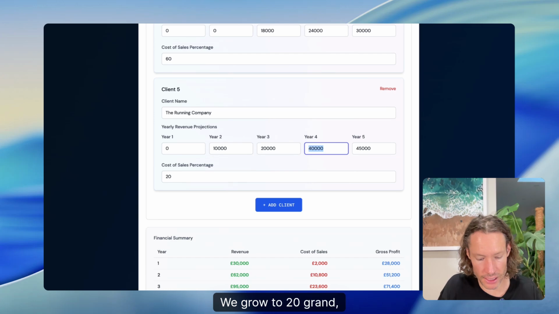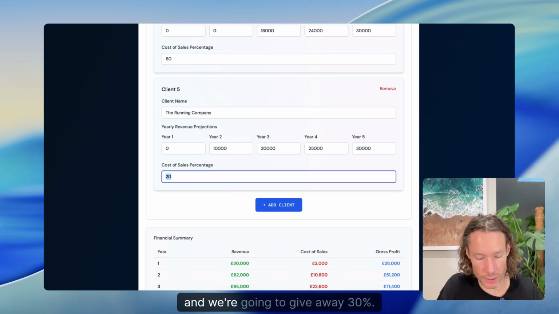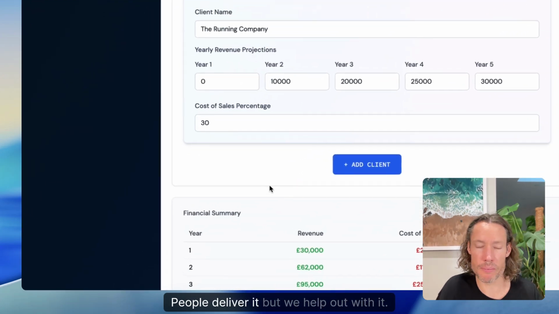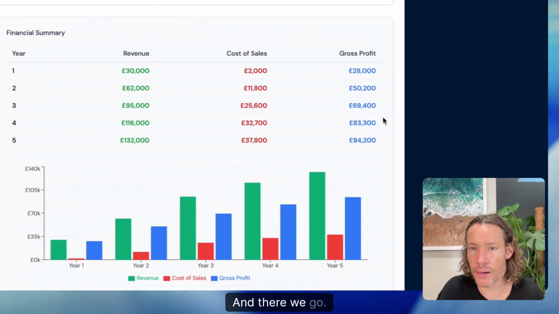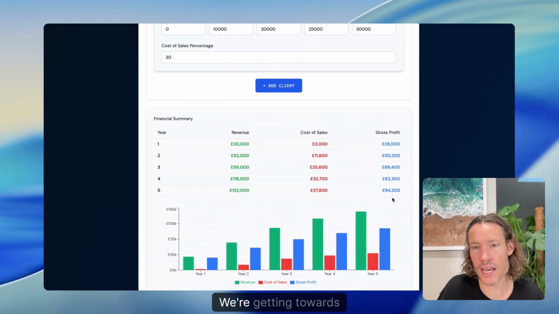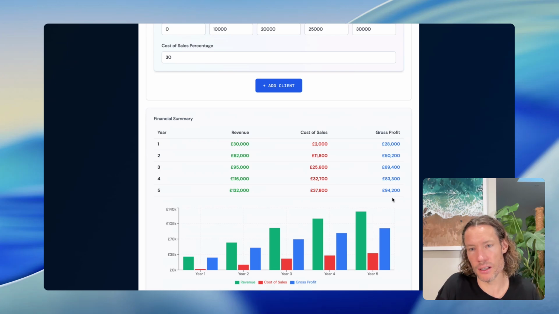We grow to 20 grand, 25 grand, and 30 grand. And we're going to give away 30%. People deliver it, but we help out with it. And there we go. And our numbers are starting to look a bit better. We're getting towards gross profit, 100 grand.